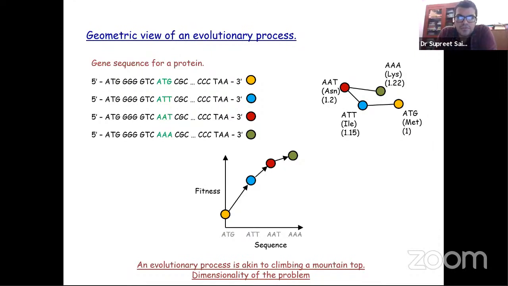However, this mountainous view becomes very difficult to look at because of the dimensionality of the problem. Right now we are only looking at changes at this one particular location. How do we mix this when we are also talking of changes at this one, and genome sizes are very, very large? A typical bacterium's genome size is of the order of 10 to the power 6 bases, and here we are looking at only 3.